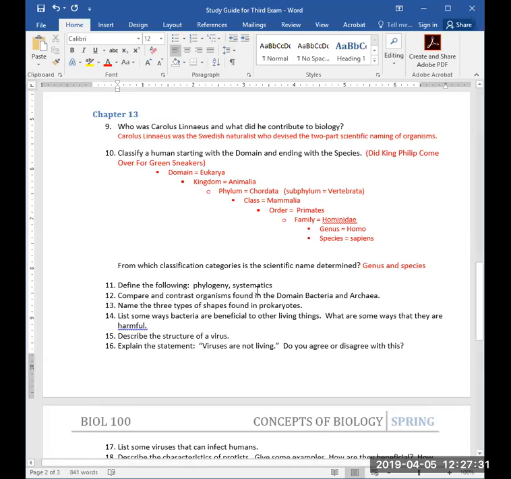All right, so what is phylogeny? So phylogeny, it's looking at what? Evolutionary history, good. So it's looking at the relationship between organisms.